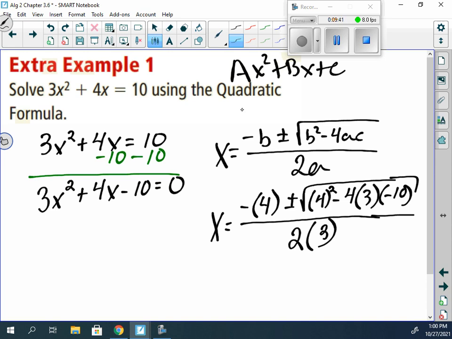A is always going to be the number in front of x squared. B is always going to be the number in front of x, and c is the number without a variable. A is in front of the variable that has the degree 2 or second power that is being squared. B is in front of the variable to the first power or has no exponent. And c is the one without a variable.